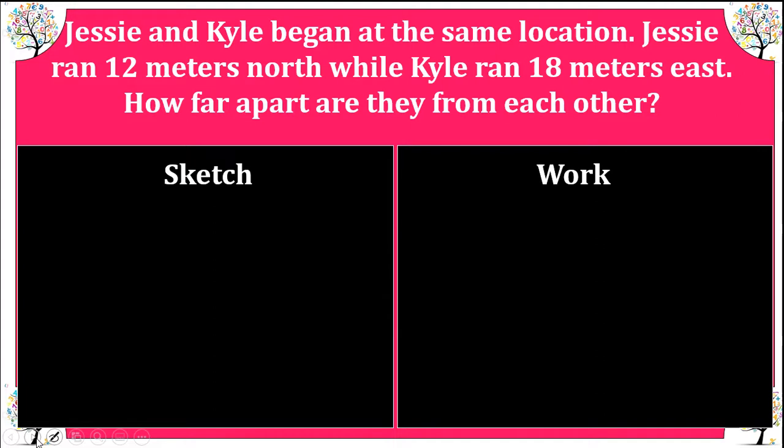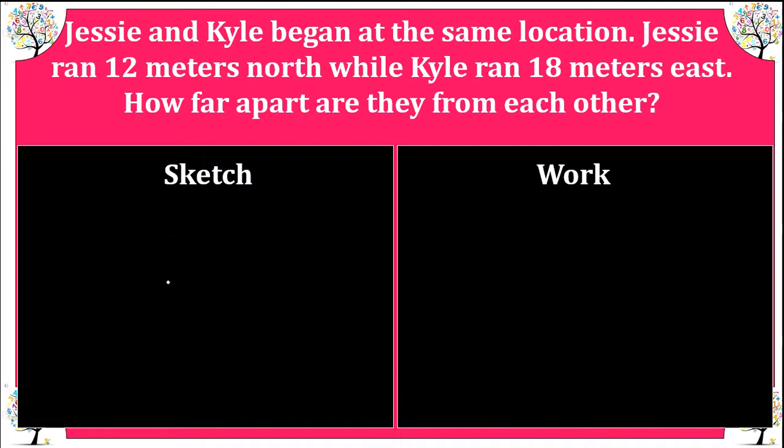Jesse and Kyle began at the same location. Jesse ran 12 meters north while Kyle ran 18 meters east. How far apart are they from each other? So we're always going to create a sketch, and as you know, each of these will create a right triangle, because the Pythagorean theorem only applies to right triangles.